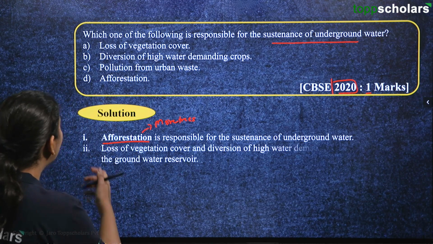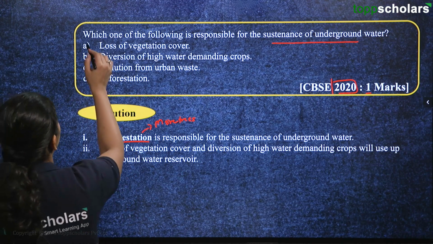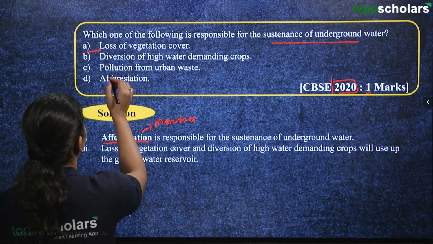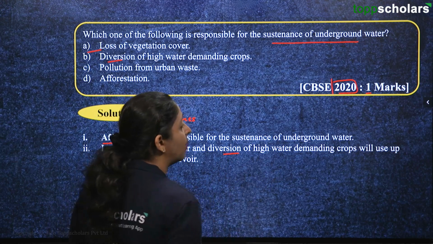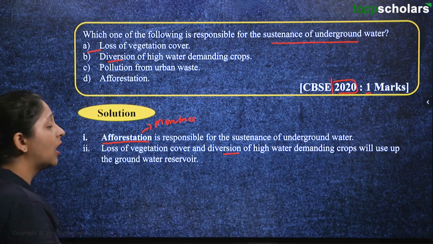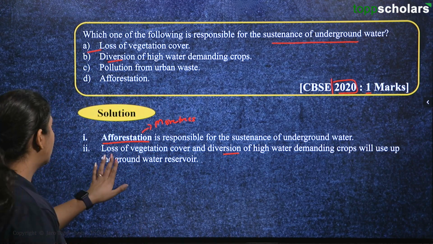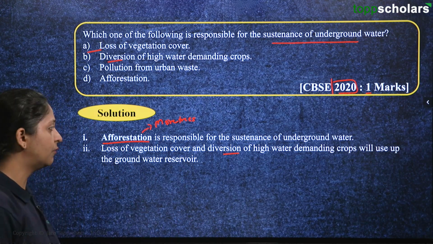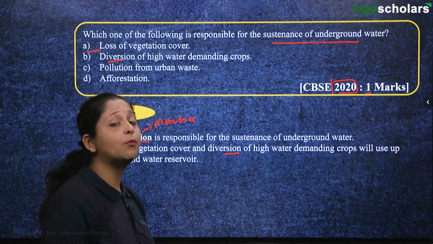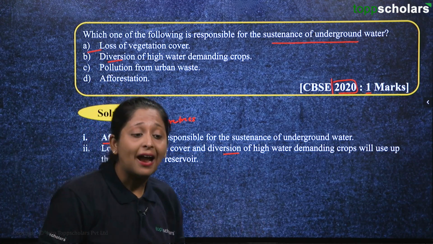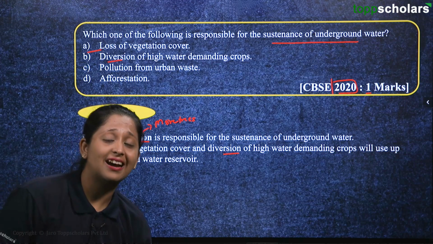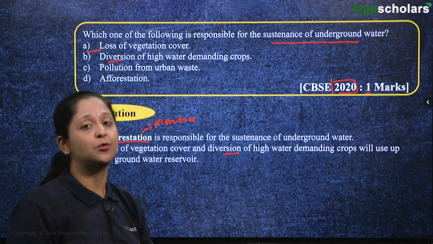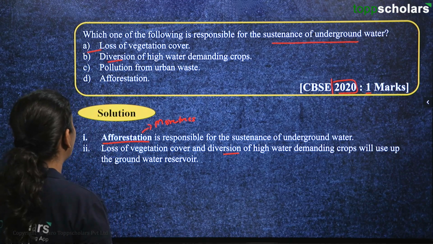Right? If you go for other options, children, option A is incorrect. Loss of vegetation, and also the other option, diversion of high water demanding crops, will use up the groundwater reservoir. First of all, when there is no vegetation cover, there is no rainfall. And diversion of high water demanding crops: if you're planting a crop which is too water demanding, then the groundwater will be used up. So again, not a very good option.